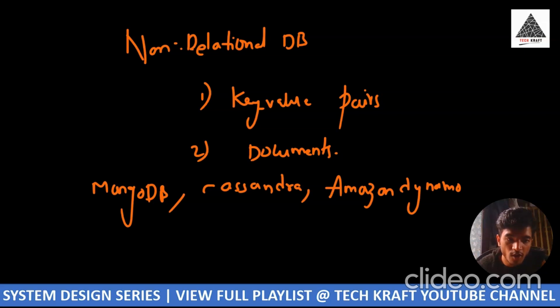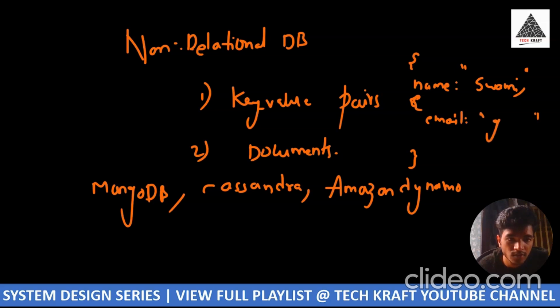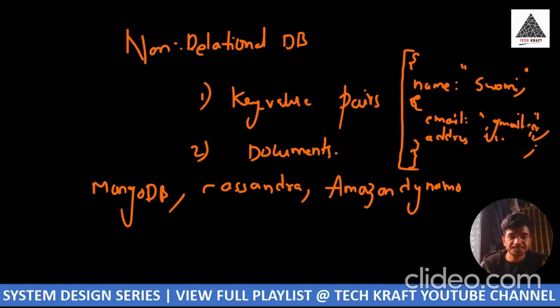Here, the data is stored in the form of objects and key value pairs. I will give an example. An object means anything in the form of curly braces. Here, let's say name Swami, comma, and again email some gmail.com, and again address something. Anything stored in this format is a non-relational database.